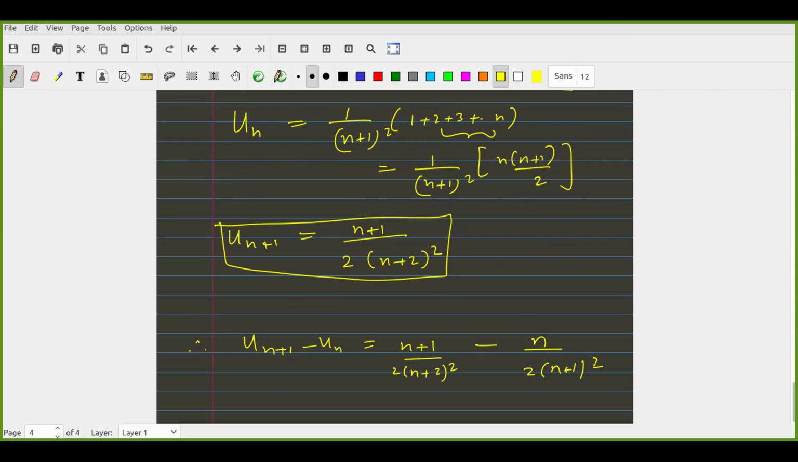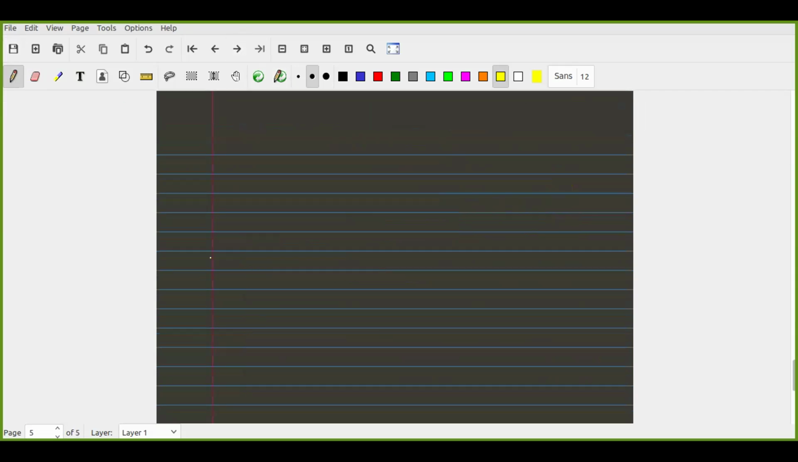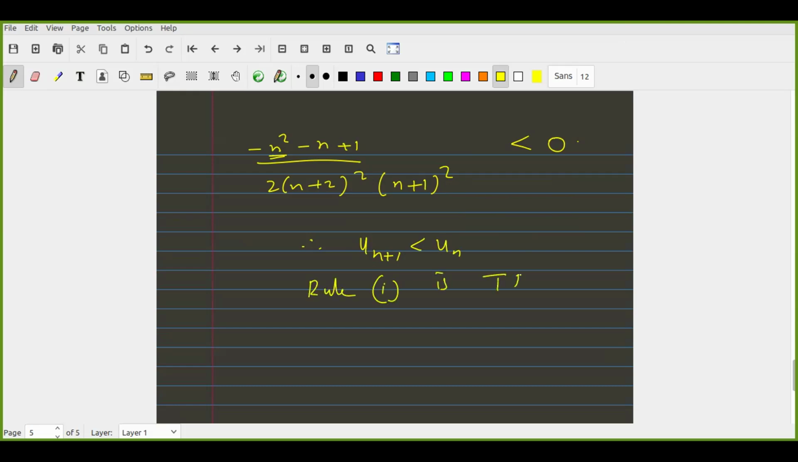So we get the difference as minus n square minus n plus 1 divided by 2 into n plus 2 the whole square, n plus 1 the whole square, which is clearly, for all n, even if you take n equal to 1, negative. As n increases, definitely this negative term is more than the positive term. Therefore, this is clearly less than 0. Therefore, un plus 1 is less than un. So the first criteria, rule 1, is true.